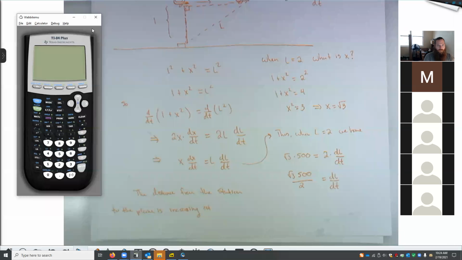Let's see, as a decimal, where are we here? About how fast is this? We need square root of 3 times square root of 3 times 500 all over 2. Yeah, about 433.